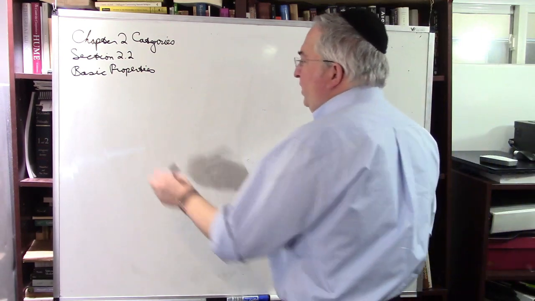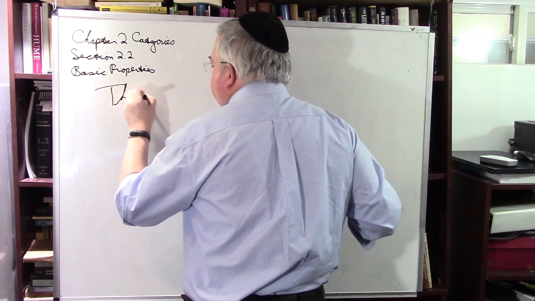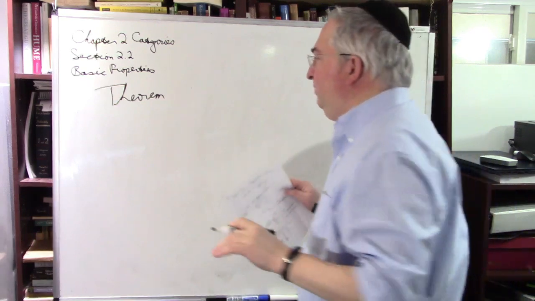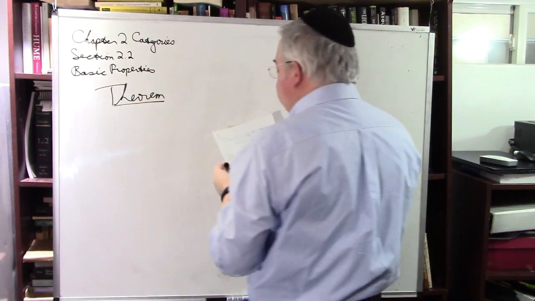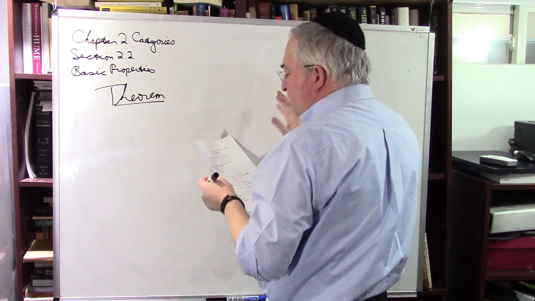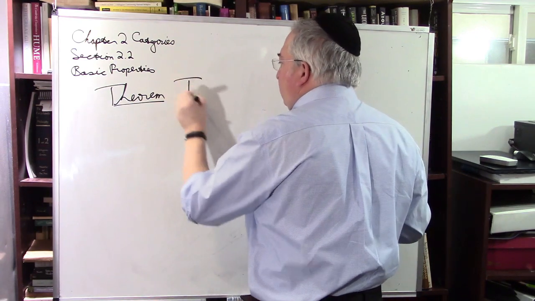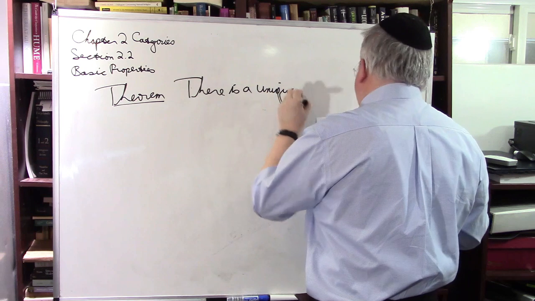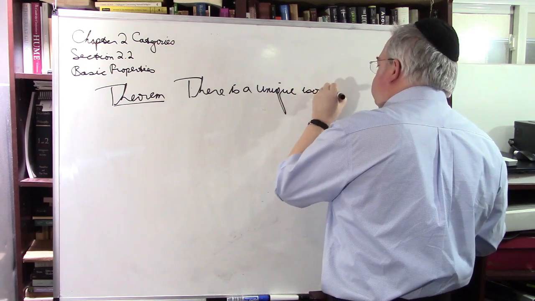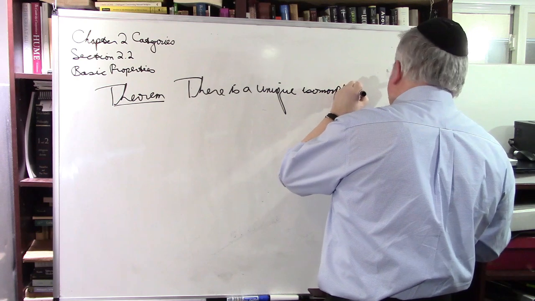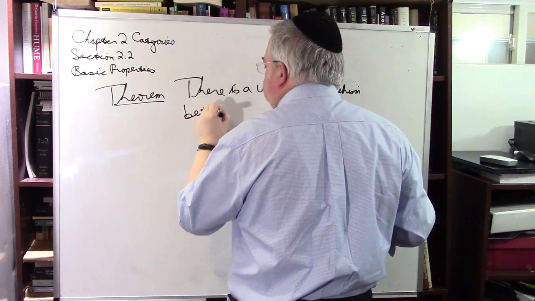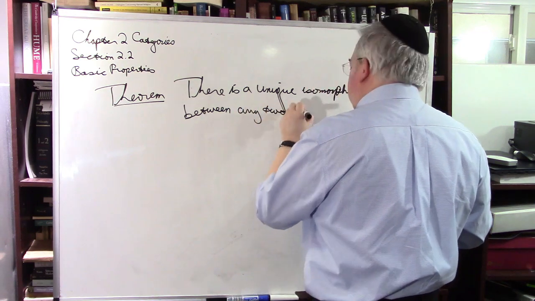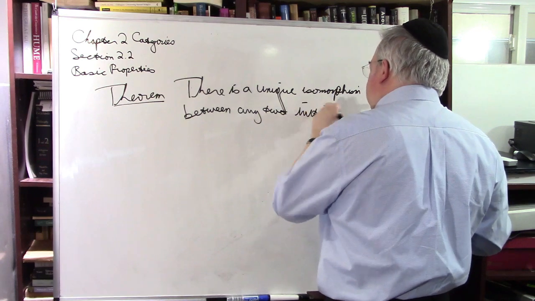Okay, so let's write it as a theorem, and we're going to slowly prove it, and you'll see, this is the last time I'm going to prove it, all the proofs of this type of theorem are basically the same. So if we get this, we get it. There is a unique isomorphism between any two initial objects.